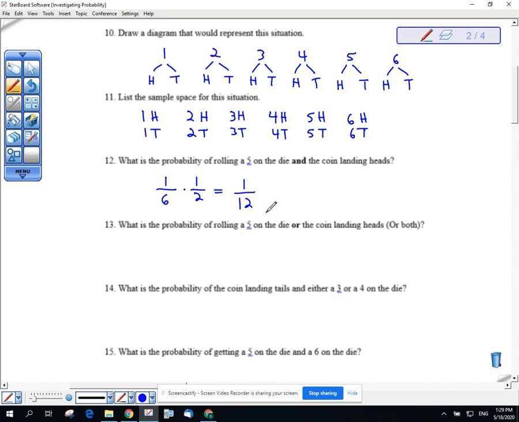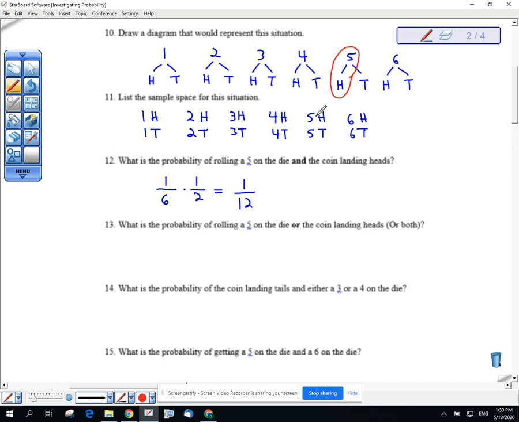Now, look back up to your answers in 10 and 11, and we should see that. There's only one instance where you have 5 heads. And that's this one right here. Out of 12 outcomes, there's only 1. Or if we looked here, 5 heads. So 1/12 is that answer by calculation, or if we just logically look at all possible outcomes.